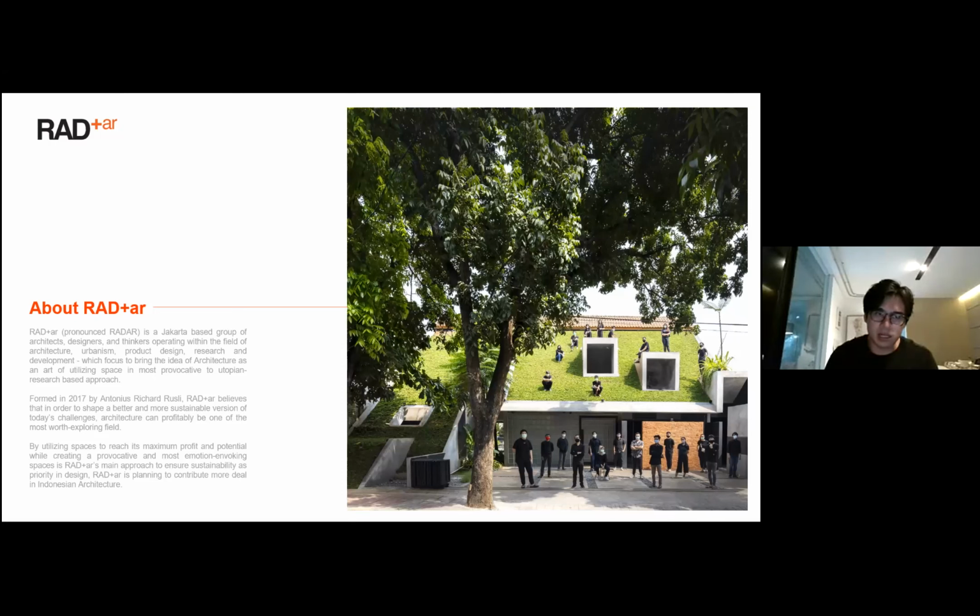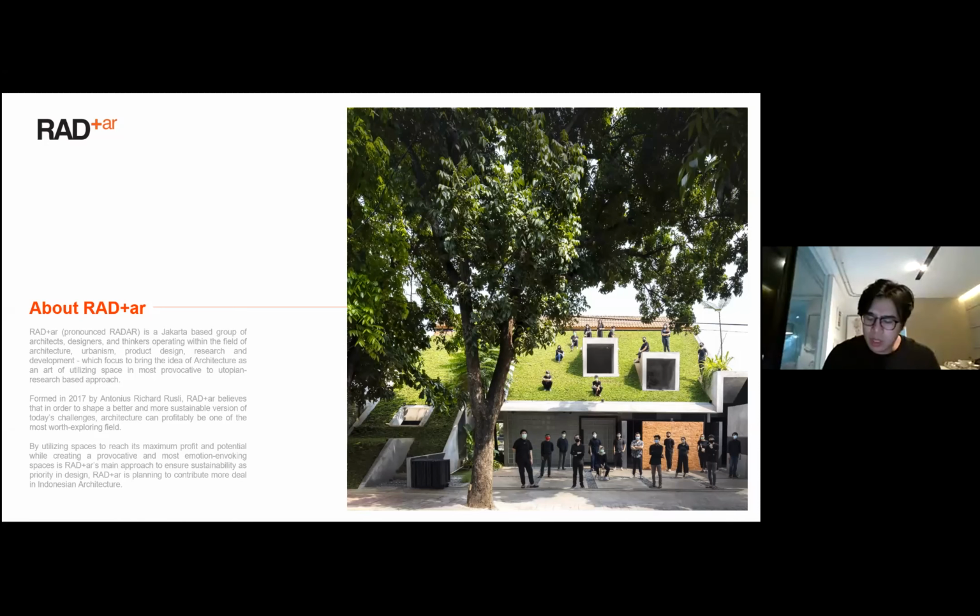A small introduction about RAD+ar. We are a very small studio, now around 20, 25 people. We were formed in 2017, and our objective is how we can create sustainable design in a developing economic context. It's easy to create a very advanced building development in a developed country, because by the end of the day, architecture is also a product of capitalism. But when it comes to a developing country, everything has to be broken down based on profit, because developing country capitalism hits differently, because everything has to be able to create a very fast-paced return.